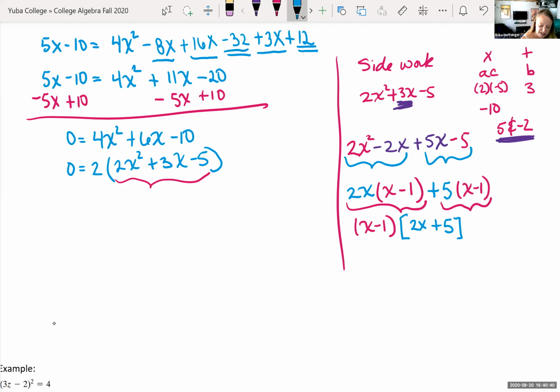Okay, so that was just kind of some side work, so it wasn't so messy over here. But it's kind of important too to show side work, but not have it intertwined in between your steps. Okay, so we have 2. We need to bring down that constant coefficient out here. All times x minus 1, all times 2x plus 5.